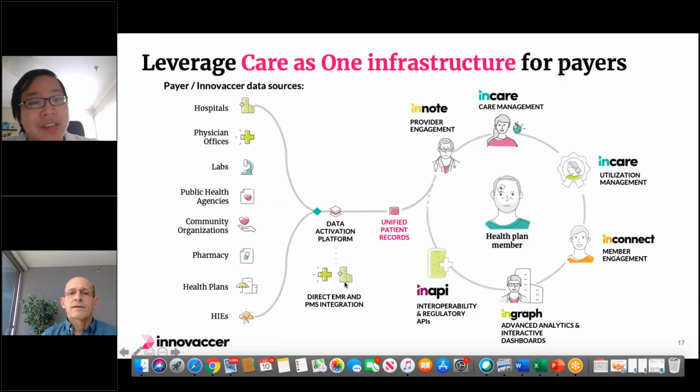That's really that left-hand side going into the middle of the data activation platform and that unified patient record concept. The right-hand side really aims at different workflows, whether it's provider-facing or member-facing or foundational cost of care, care management, and utilization management. We recognize that the needs are going to be really different and really custom to any particular payer, any particular health plan or line of business.